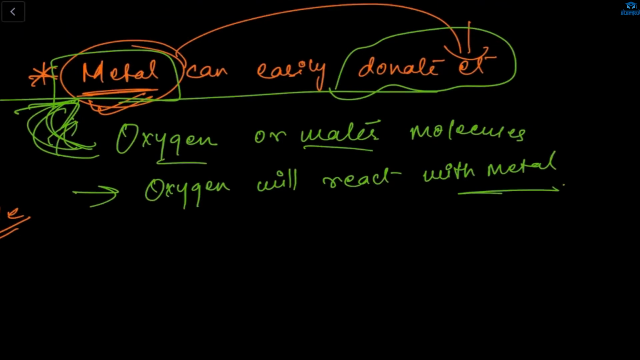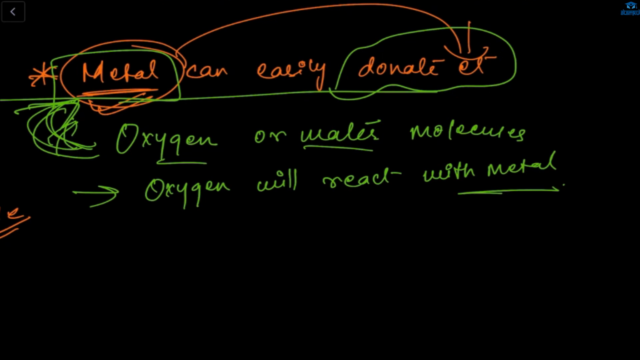First you tell me, if metal does not have the property of donating electrons, then will corrosion happen or not? Anybody? Ma'am, it will not happen. Rudronian and Rushil, will it happen or not? No, ma'am, it won't happen. And why will it not happen? Ma'am, because it won't donate electrons.